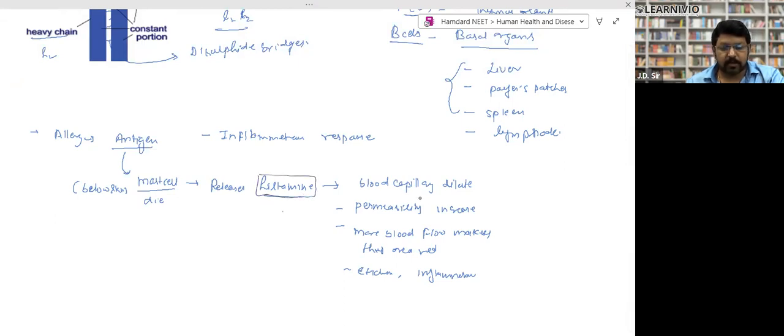This histamine causes blood capillaries to dilate. They will become wider. Their permeability increases. More blood flow makes that area red where the allergy is, and it causes itching and inflammation. This response is called allergy. Tell me, is it clear or not?